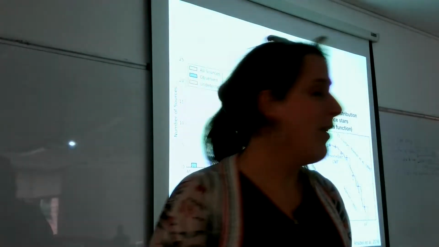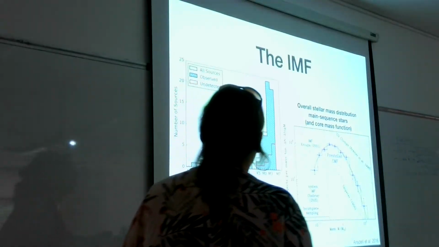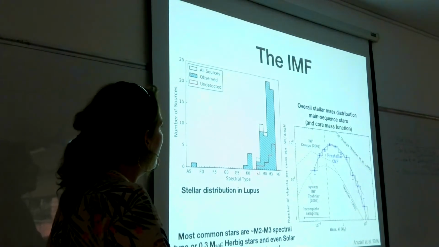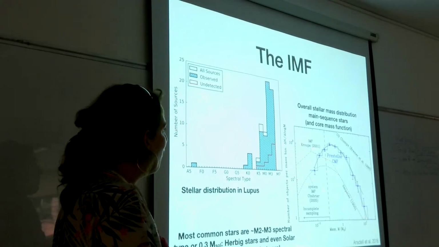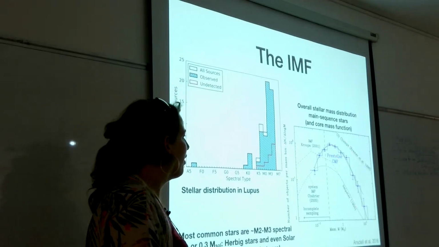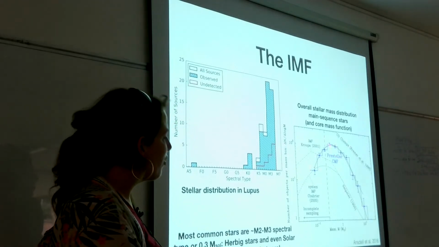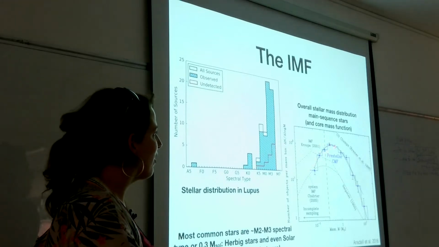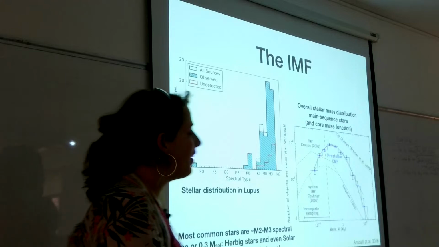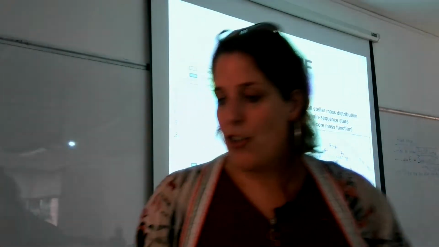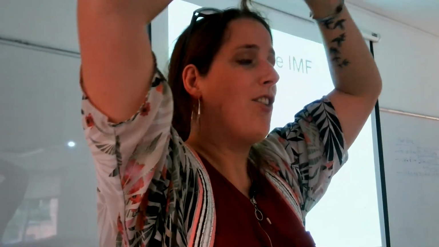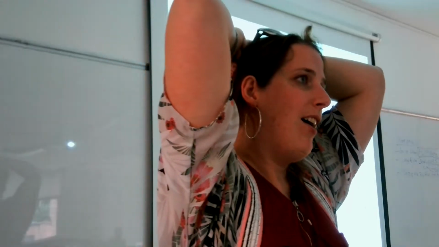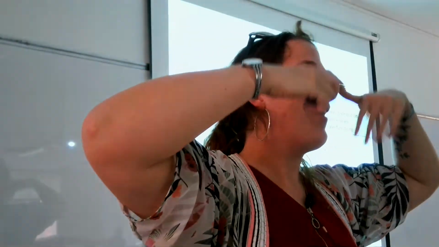So here are just two examples of IMFs. This is the stellar mass function in Lupus, and here we have the Kroupa and the Salpeter IMF, and also the pre-stellar core mass function. All of those show that the majority of stars, the peak of the stellar mass distribution, is at around 0.2 solar masses. So if you observe more transition disks or substructure disks around higher mass stars, this is kind of enhanced by the fact that there are not so many high mass stars to begin with.